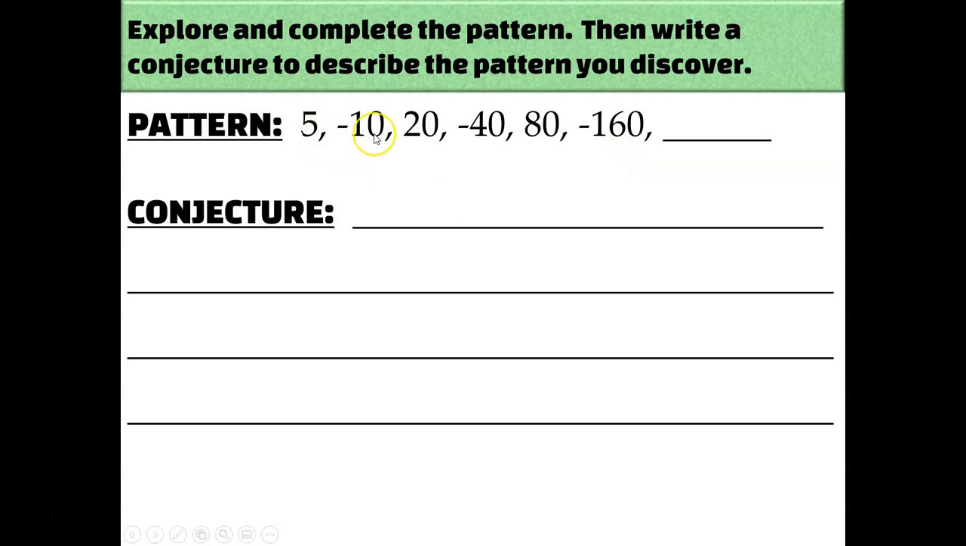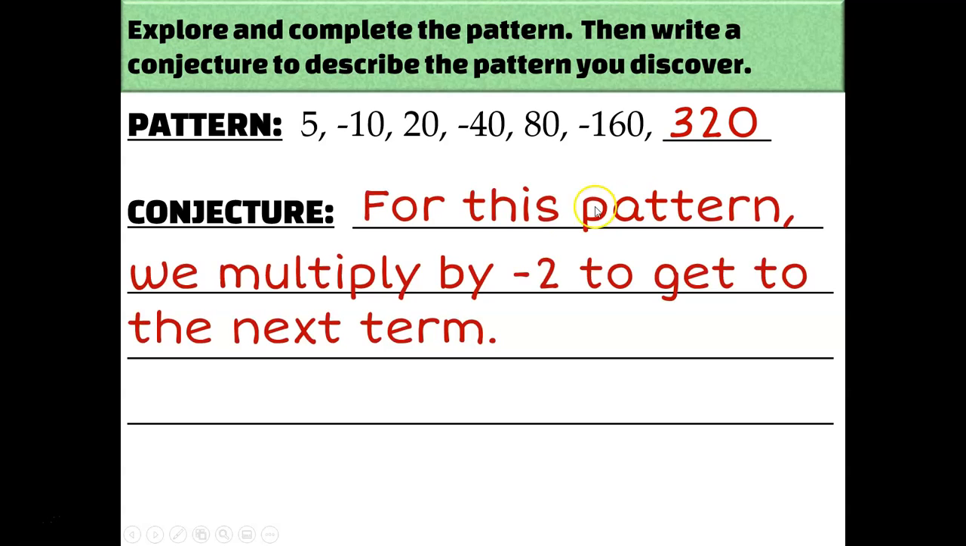5 times negative 2 is negative 10. Negative 10 times negative 2 is positive 20. Positive 20 times negative 2 is negative 40, and so on. So to get to my next term, I'm going to multiply by negative 2. And negative 2 times negative 160, that's a negative times a negative, so I get a positive 320 for the next term. And my conjecture would be that I'm multiplying by negative 2.